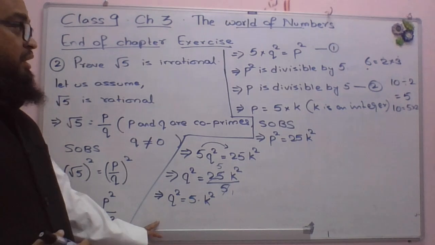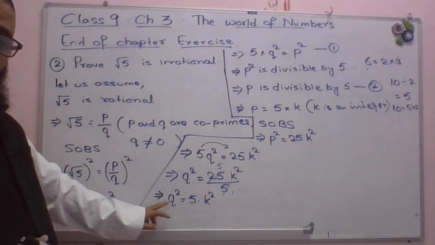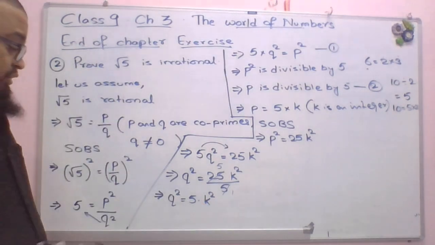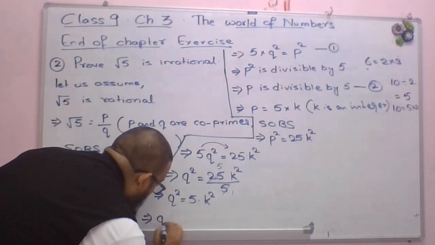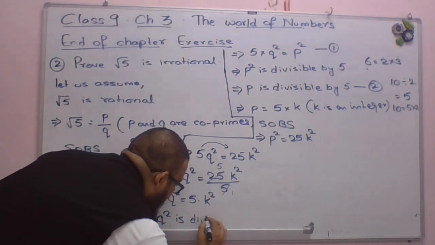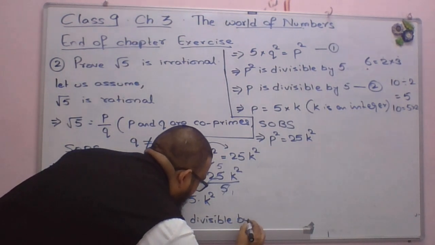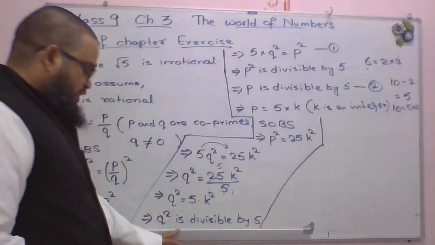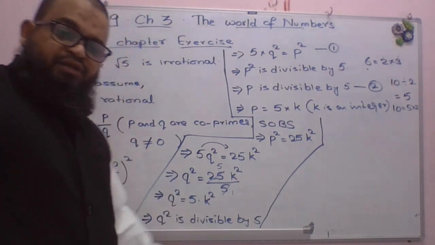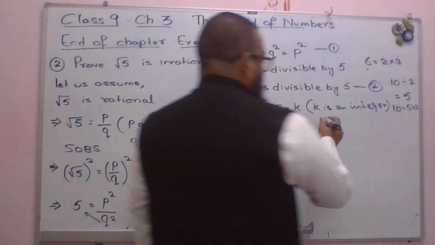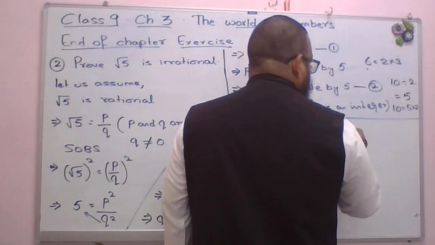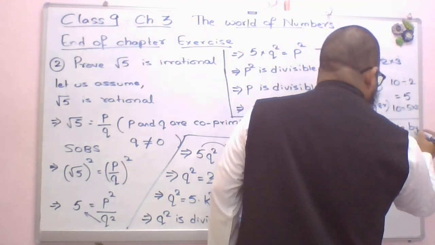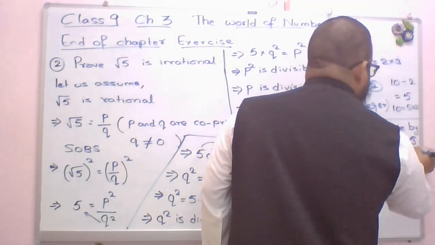So it became the same statement like this. So what happened? q square, I can write it as a product of 5 and k square, another number. So that implies q square is divisible by 5. Am I right? Now when q square is divisible by 5 and 5 is a prime number, its square root, that means q, is also divisible by 5. Let us say this is third statement.